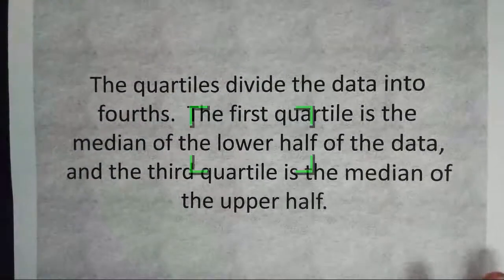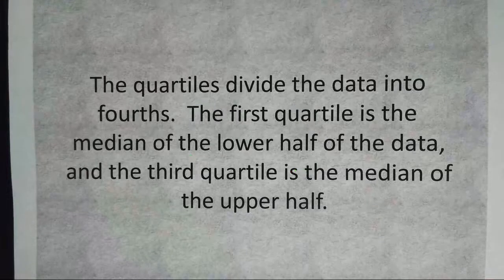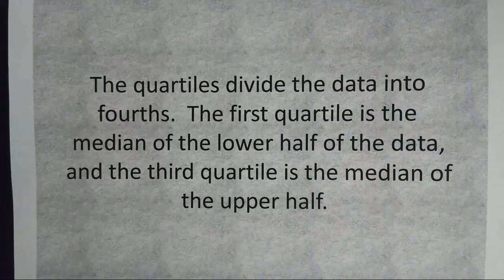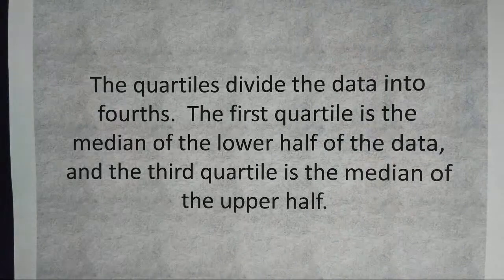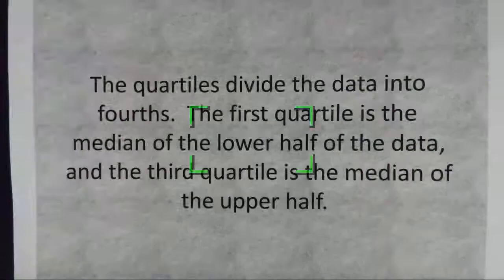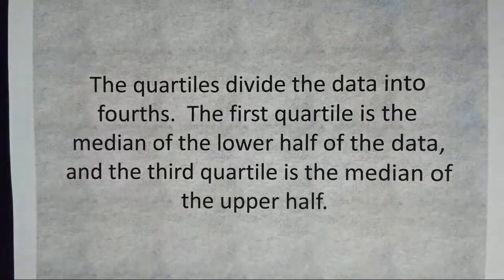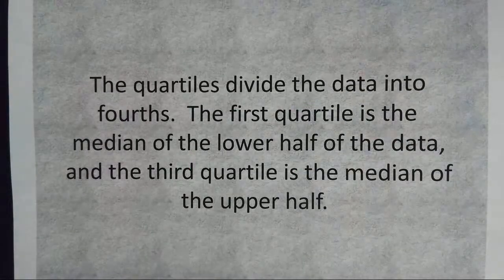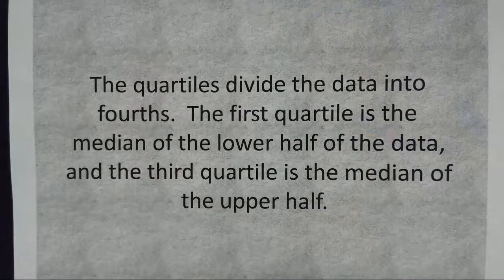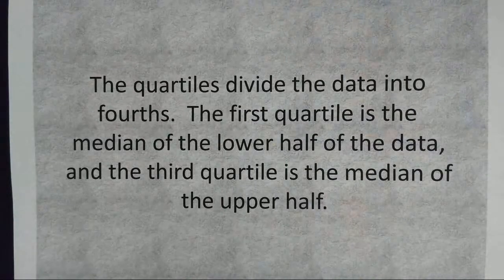Now the quartiles tell us where the first quarter of the data is and the third quarter of the data is. So it basically creates our other fourths, and the median's the half. The first quartile is the median of the lower half of the data, and the third quartile is the median of the upper half of the data. So the median divides our data in half. We use the first half and find the median of that to get the first quartile. We take the second half and find the median of that to get the third quartile.